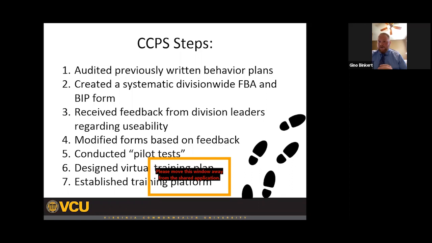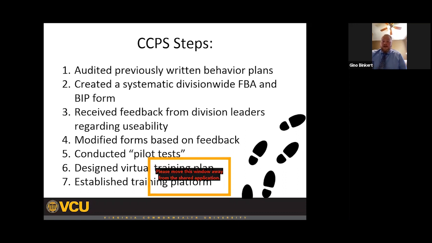So now we're going along in our step 3. We tackled one goal. We created this awesome form that can be implemented with fidelity across the district. But now we need to tackle that training portion. This is going to be our meat and potatoes of this portion. So we created a subcommittee comprised of 3 BCBAs and 2 administrators, and we felt that virtual was the way to go. Even before COVID, we felt virtual was the way to go. It was a way to give individuals access to this training 24/7.